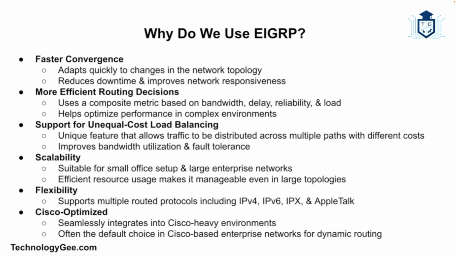It also supports scalability because it works well in both small and large enterprise networks, and it's flexible to where it can support multiple network protocols like IP version 4, IP version 6, IPX, and AppleTalk. Although most people only care about IP version 4 and IP version 6. So if you're working in a Cisco-heavy environment, then EIGRP is often a go-to protocol for dynamic routing.